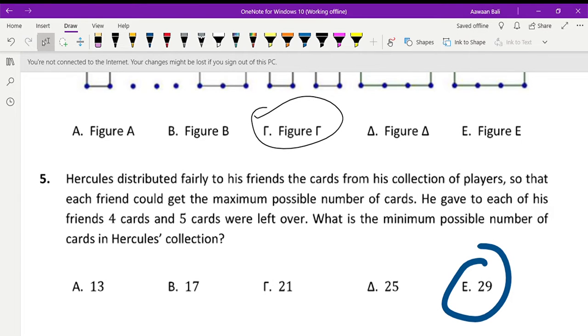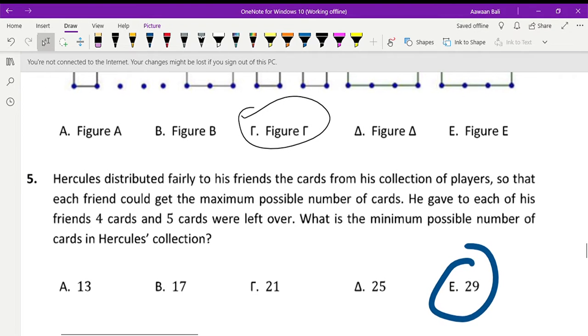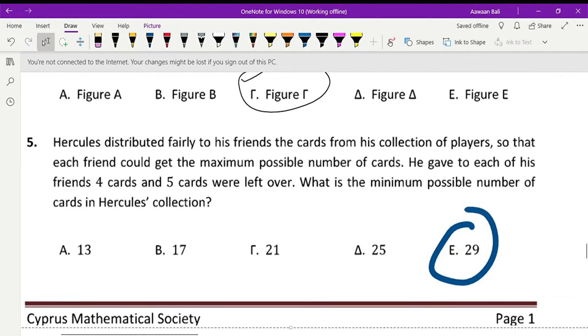Question number 5. Hercules distributed fairly to his friends the cards from his collection of players so that each friend could get the maximum possible number of cards. He gave to each of his friends 4 cards and 5 cards were left over. What is the minimum possible number of cards in Hercules' collection?